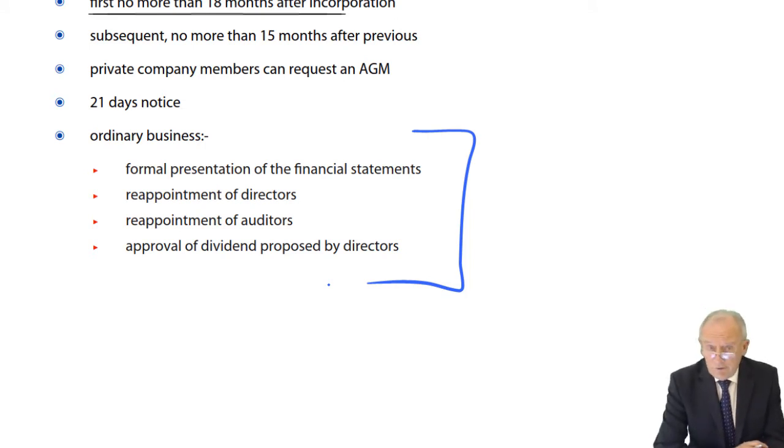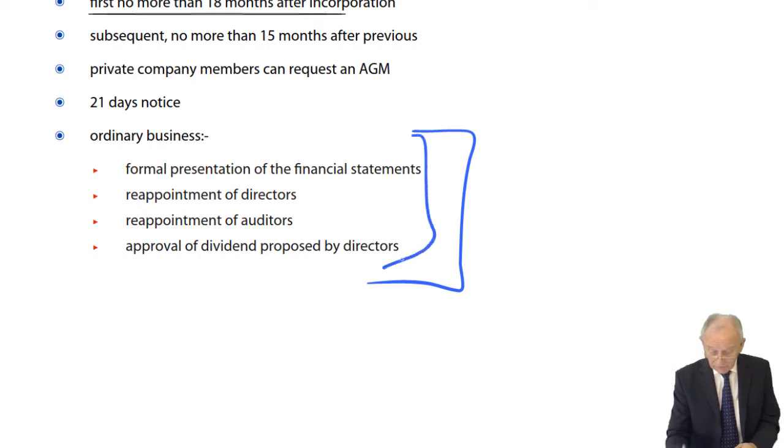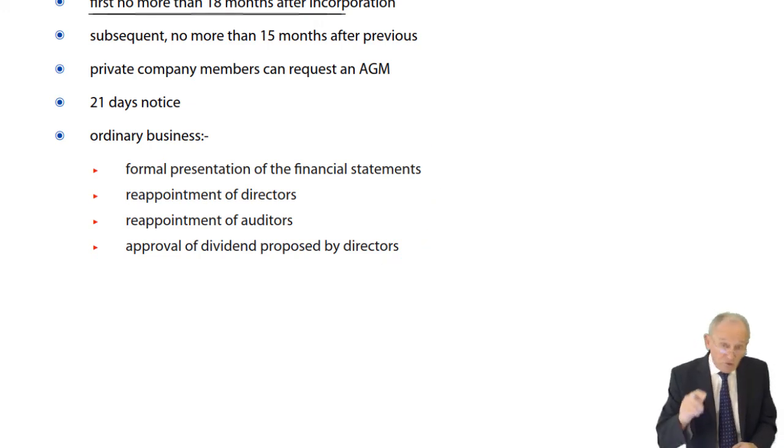If it's not ordinary business, if there's anything else on there, then by definition, by statutory definition, it must be special business. The statute actually says the special business is any business that isn't ordinary business. And ordinary business is defined. And there it is. Those are the four elements of ordinary business. So if it's not one of those, then it must be special.